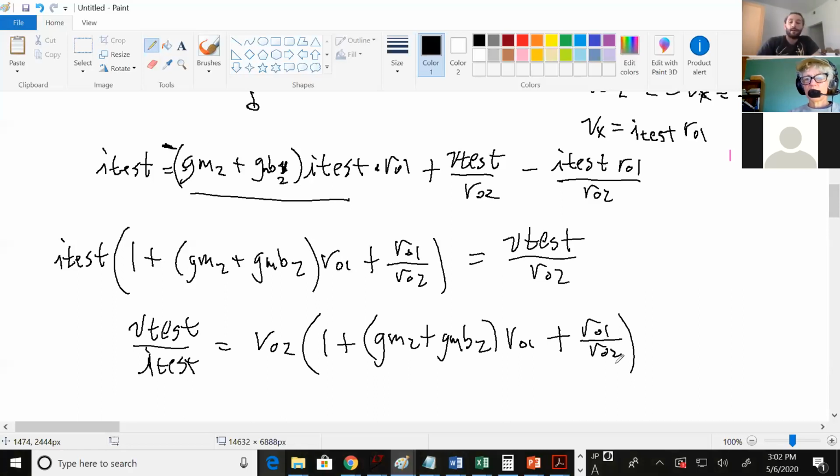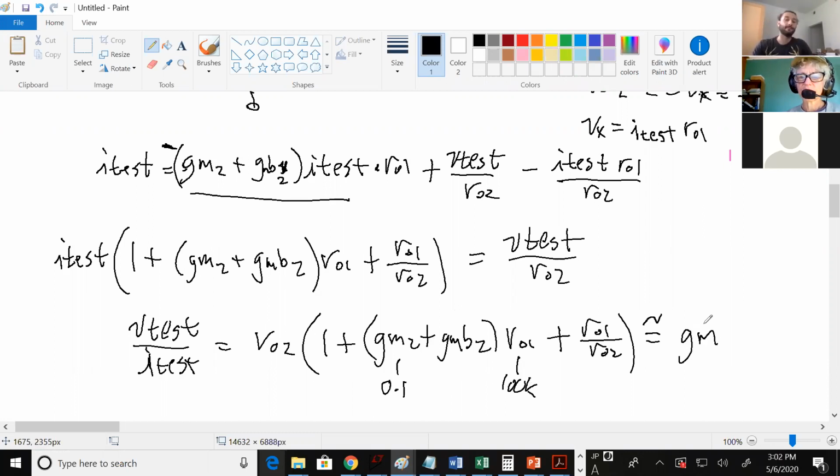Okay, which do you think is the biggest term inside the parentheses right here? Figure ROs are like 100K, and figure GMB is from 0.1 to 0.01. Which of these 3 terms is going to be the biggest? GM times RO. Yes, so let's do an approximation here, and this is what you'll see in textbooks.